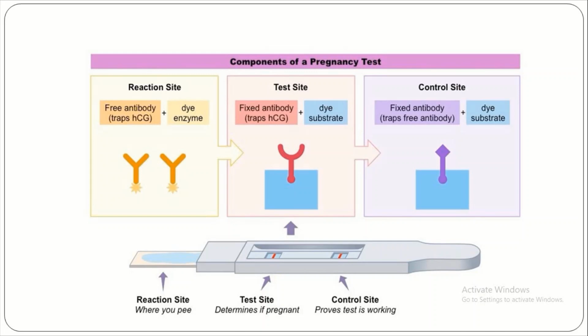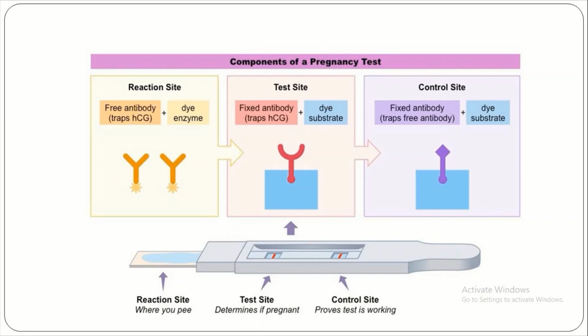Oh, sorry, it also has antibody, but the HCG won't travel to the control site. So what they do is, in the reaction site, when you dip it in the urine, it attracts all the HCG. There it also contains a dye and an enzyme. When you insert this into the test kit, where you see the test site, it contains a fixed antibody, where it traps the HCG.